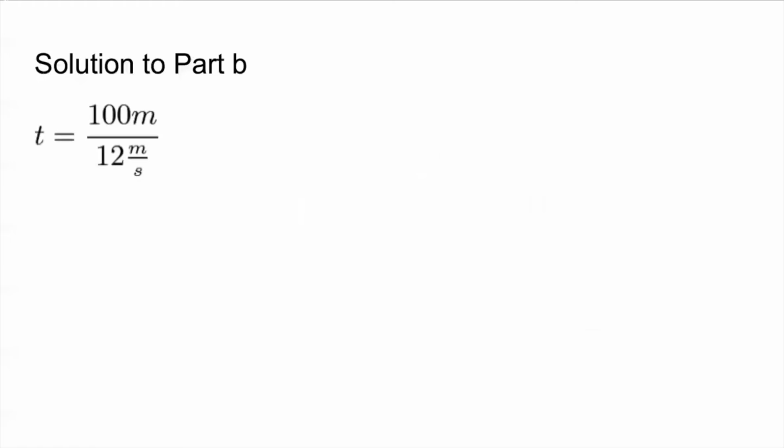For part B, we just use a kinematic equation. So the time it takes to cross the river is 100 meters over the velocity at which the motorboat crosses the river, which is 12. So the time it takes is 8.33 seconds.